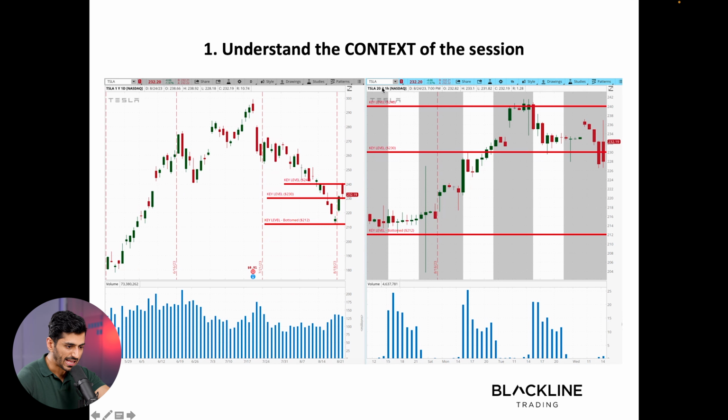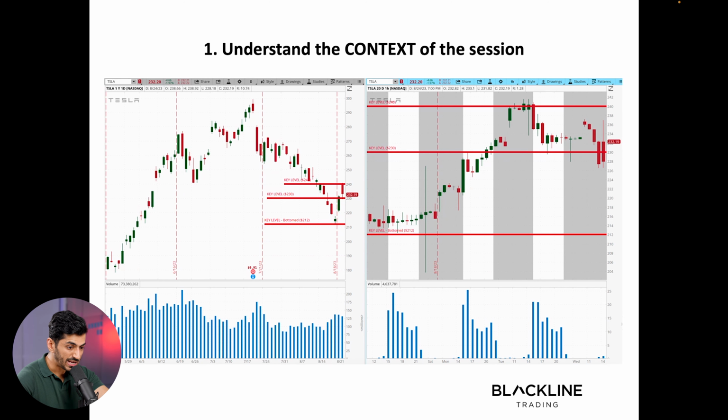Now, looking at the hourly chart, what are the 2 major levels of interest? Level number 1 is 230. That is a big order flow level. And number 2 is 240. That's where the stock got rejected after going for a massive run.